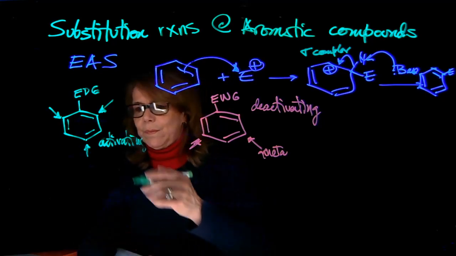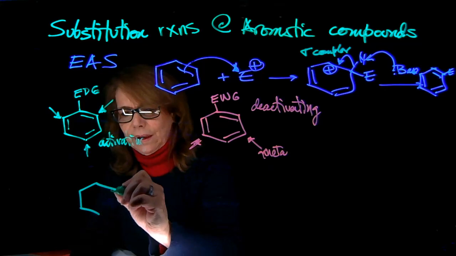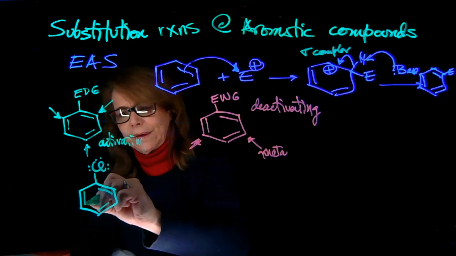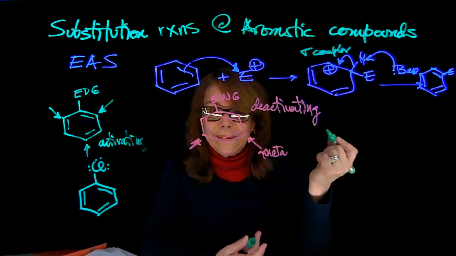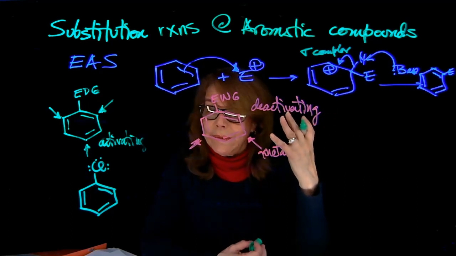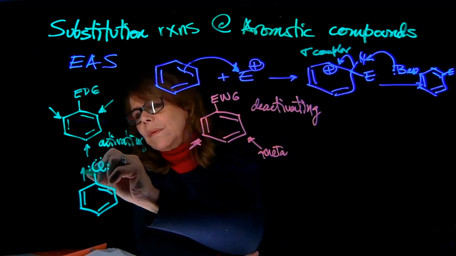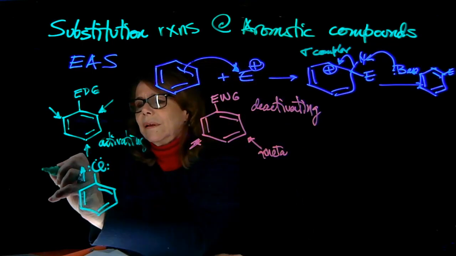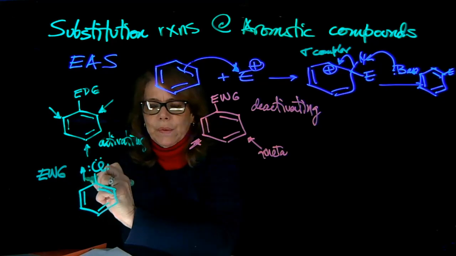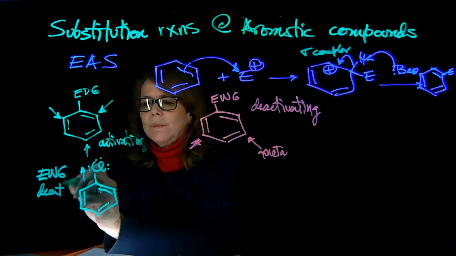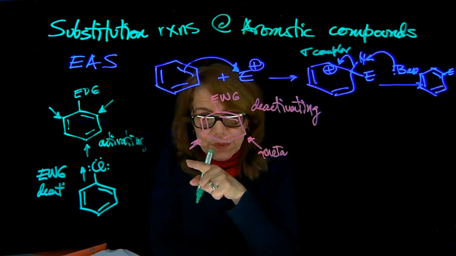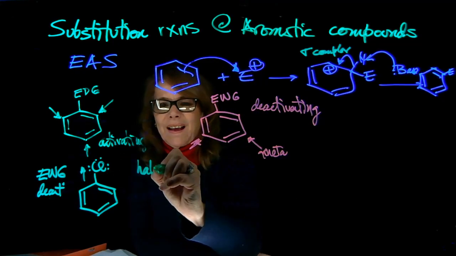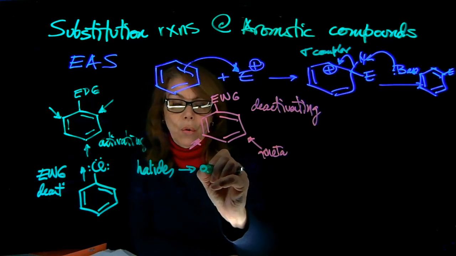Let's analyze what we have here. Chlorobenzene. In terms of the effect, do they react faster or slower than benzene? These are electron withdrawing, so they remove electron density from the ring. Because of that electron withdrawing effect, they're going to be deactivating. The exception is that these groups do not direct meta. The exception is that halides direct substitution ortho para.